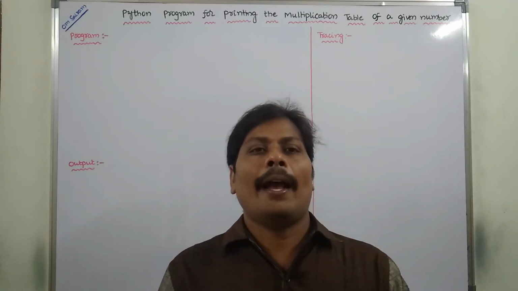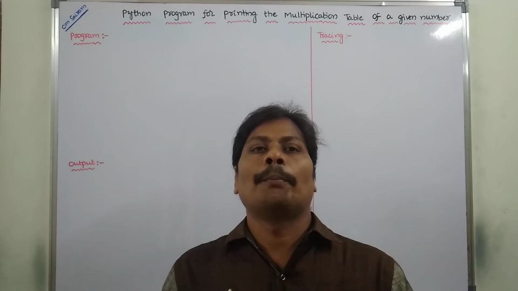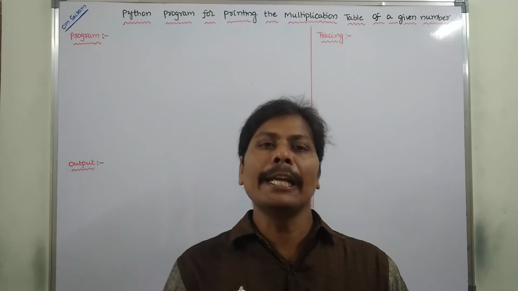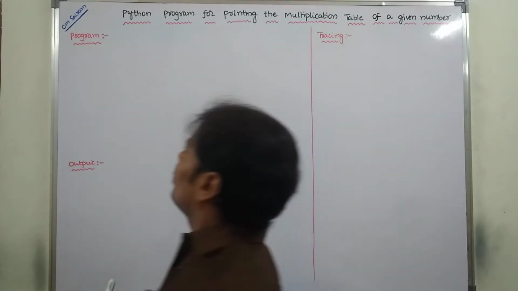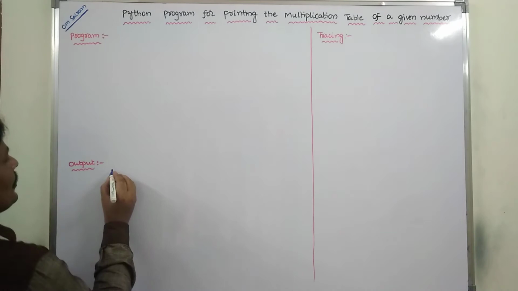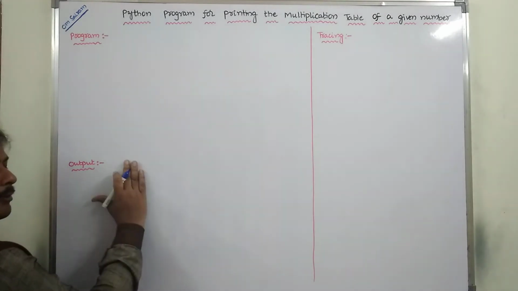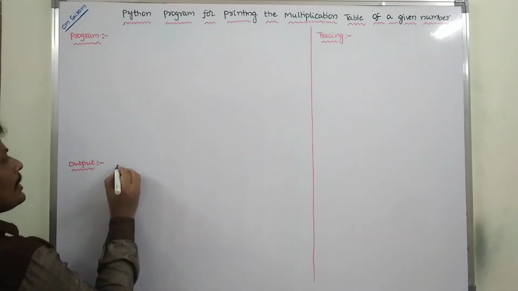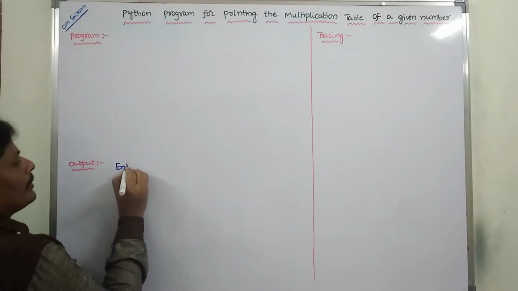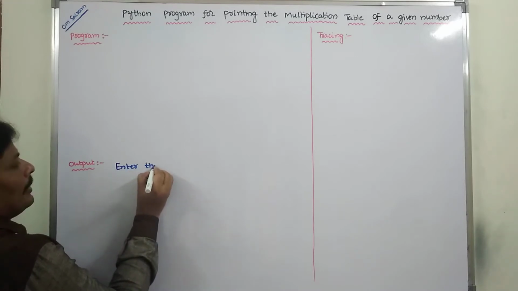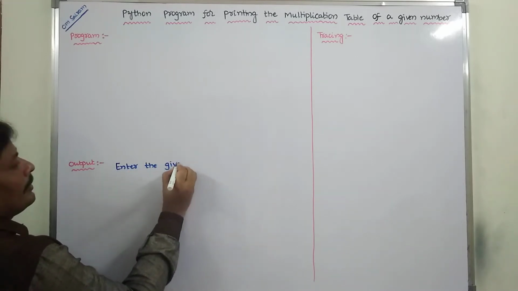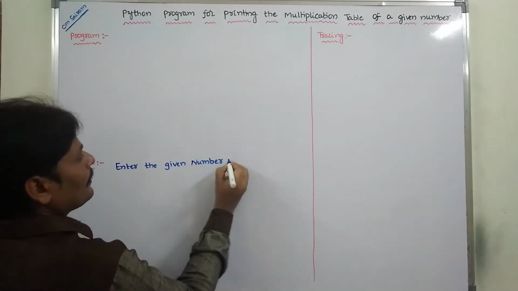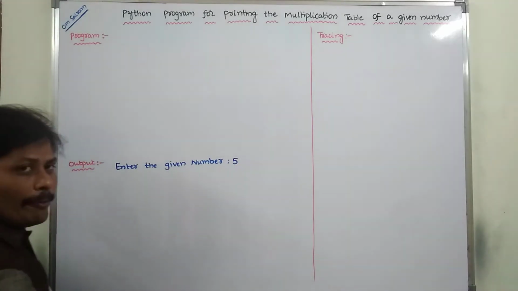Friends, today I am giving a lecture on a Python program for the multiplication table of a given number. First I have to write the output, and according to that we have to write the program. First, enter the given number. So I am entering 5.